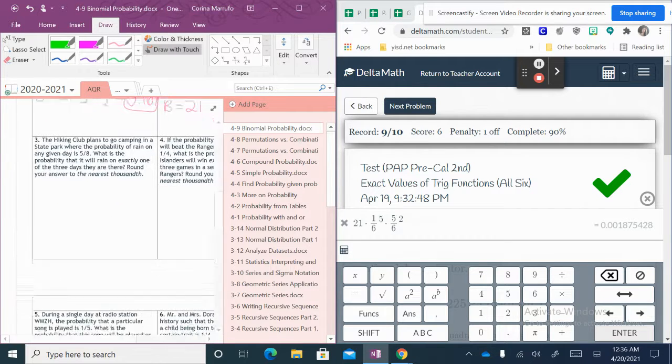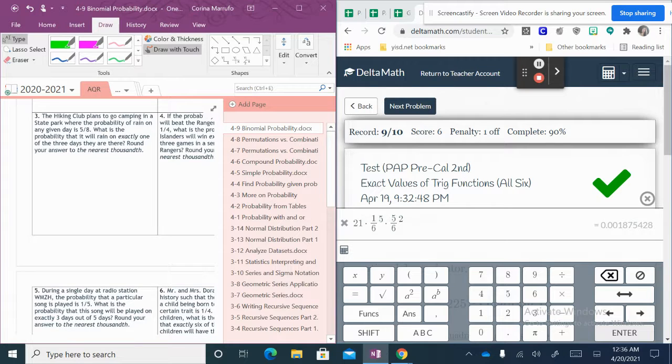All right, the next one, it says a hiking club plans to go camping in a state park where the probability of the rain on any given day is 5/8. What is the probability that it'll rain exactly one of the 3 days they are there? We're rounding to the nearest thousandth again. So the number of events, well, we're going to stay there for 3 days, so we have 3 events. We're wondering, what's the probability that it'll rain exactly 1 day?